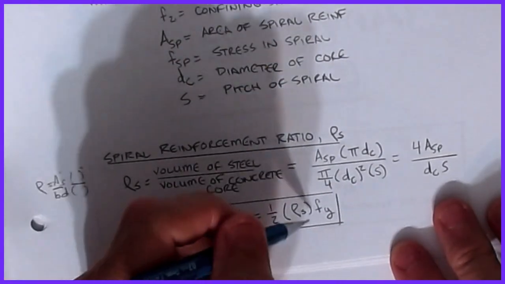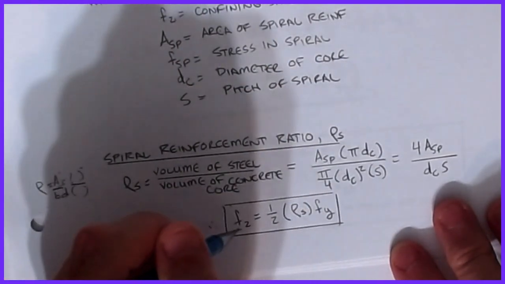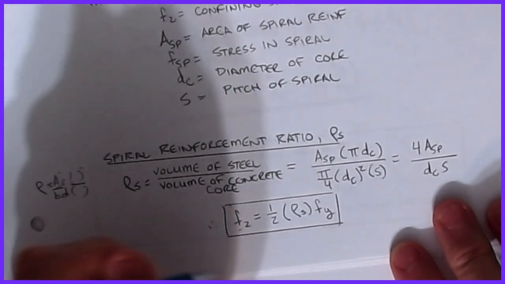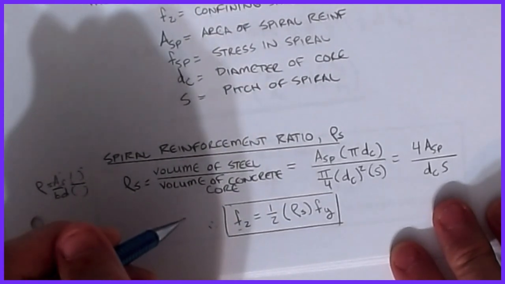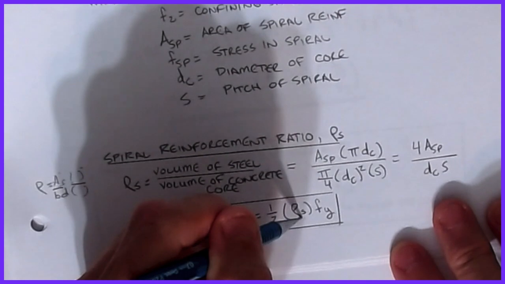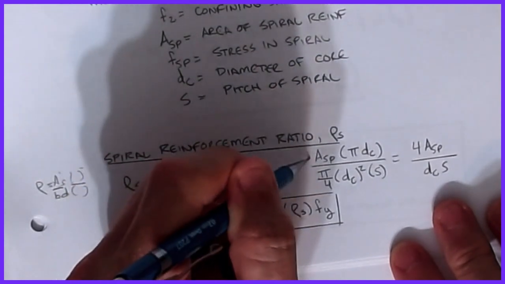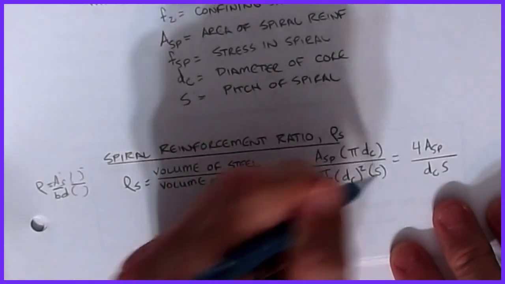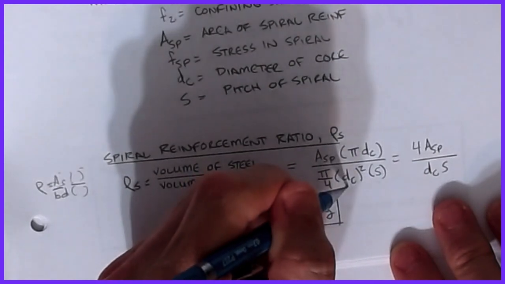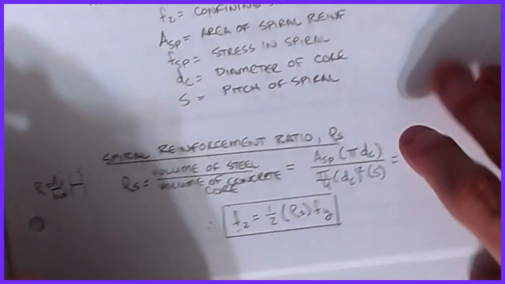So if I know my reinforcement ratio, then I know what my limiting stress in F2 can be before I fail the steel. Again, this rho s encompasses the size of the spiral, the pitch spacing, and the diameter of the spiral and the column itself. So that becomes our F2, and that's one way that we can start to design this stuff.